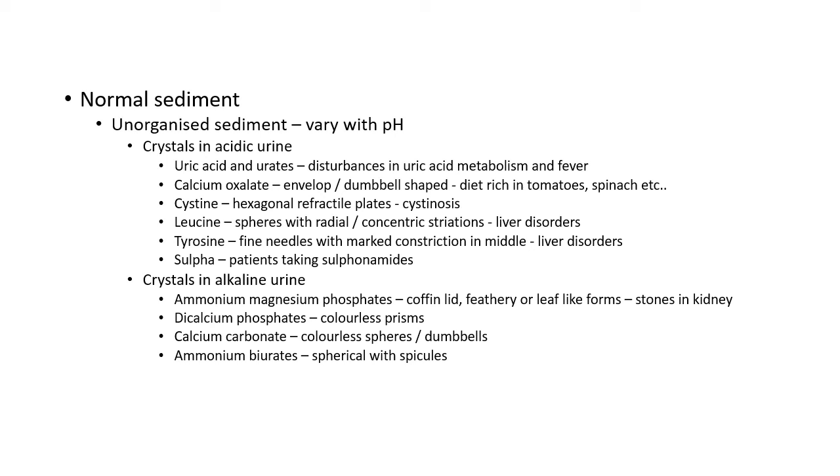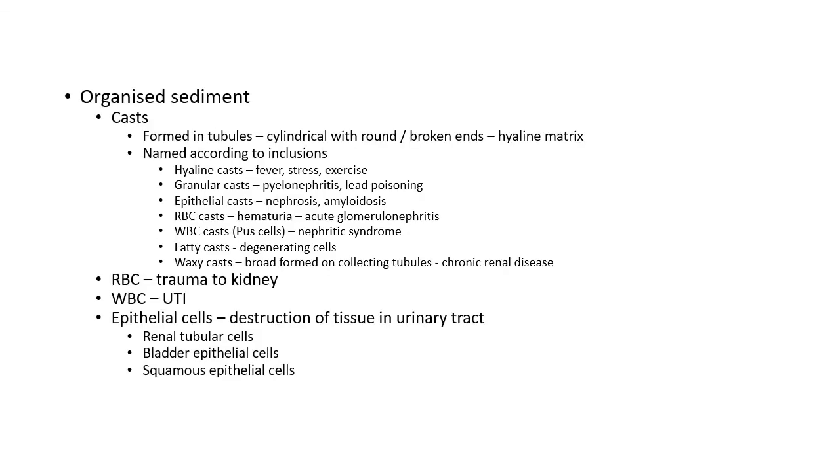Ammonium biurates are yellow spherical crystals which are often covered with fine or coarse spicules. Moving on to organized sediments. Organized sediments include casts, red blood cells, white blood cells, epithelial cells, bacteria, yeast, parasites, spermatozoa, and artifacts.